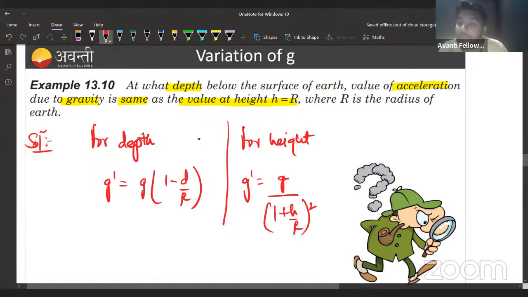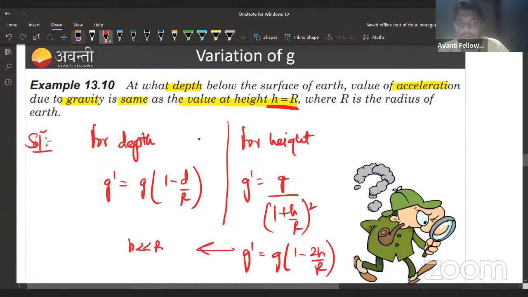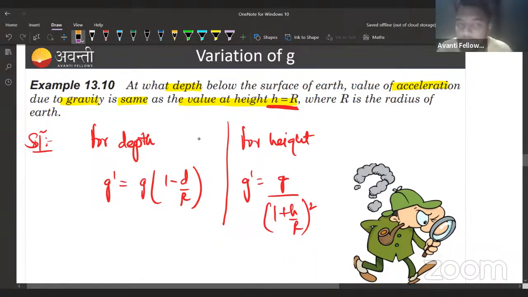Now, why are we using this formula? Why not the other one, g dash is equal to g into 1 minus 2h by r? Because the value of height is comparable to the radius of the earth. It's the same as the radius, so we can't use this. That assumption was for when height is very, very less than the radius of the earth, but this is not the case. That's why we can't use that formula. We are going to use this formula.